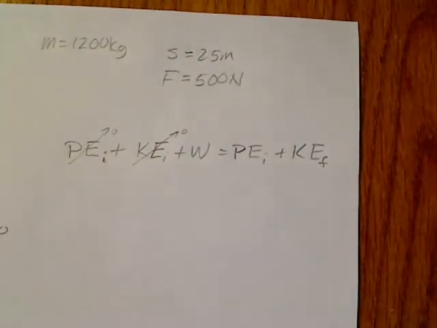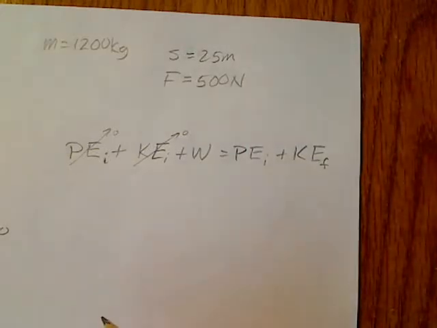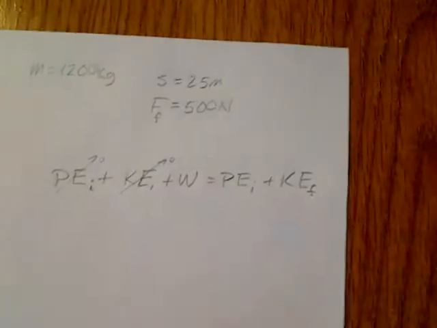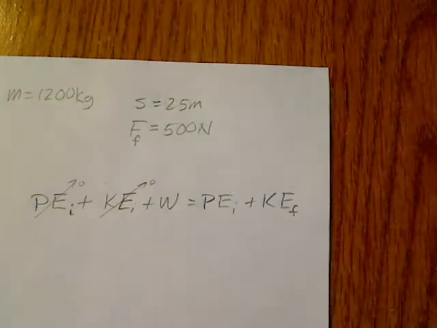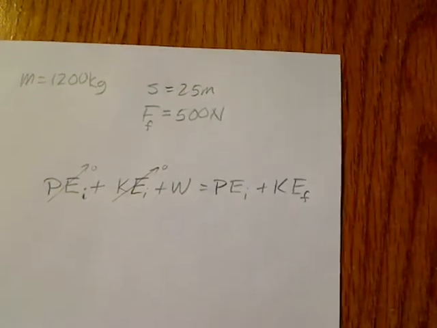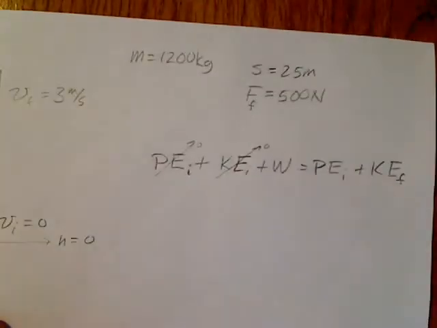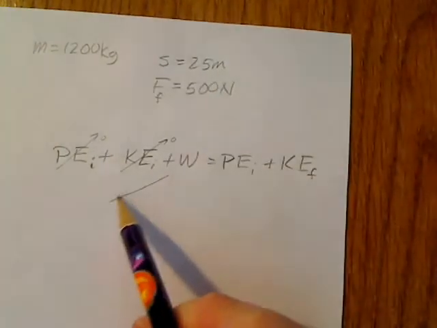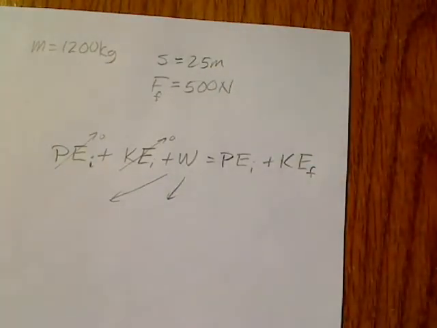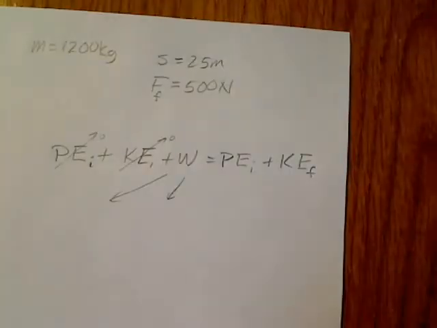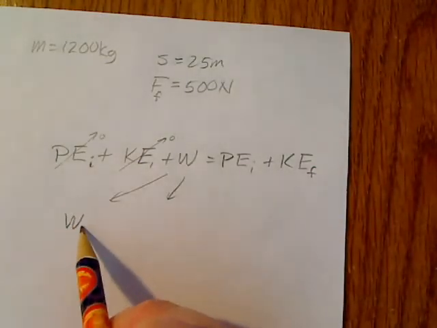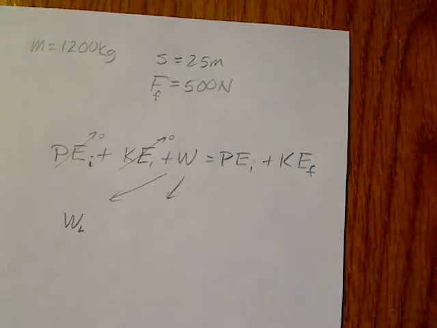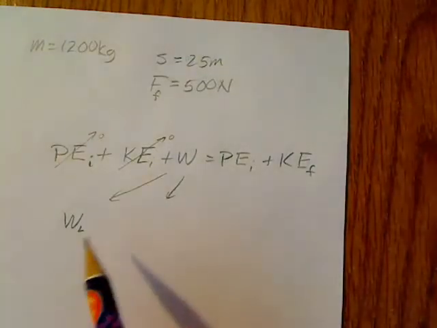The work is broken up into two parts for this problem because you have both a lifting mechanism and a frictional component. So you have the force due to friction, which is given to be 500 newtons, and then you have the work done by the lifting mechanism that causes it to rise. So let's break the work up into two parts. One of them is the work done by the lifting mechanism, which we'll call W sub L, and that is what we're trying to find in this problem.